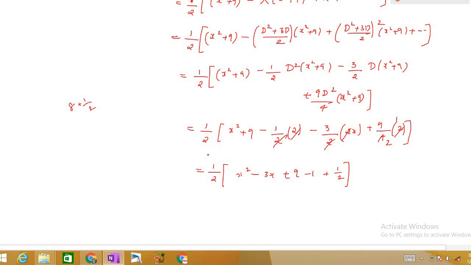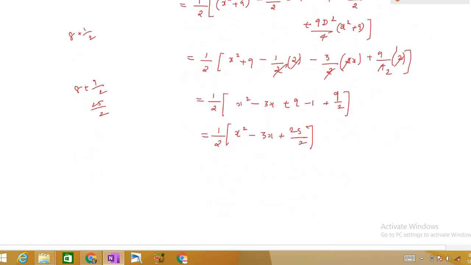x square minus 3x. I may have missed some terms: 9 by 4 into 2 is 9 by 2. So just 9 by 2. So this will be 1 by 2 (x square minus 3x plus 8 plus 9 by 2). This is 25 by 2, right? So plus 25 by 2. This is the particular integral for this.